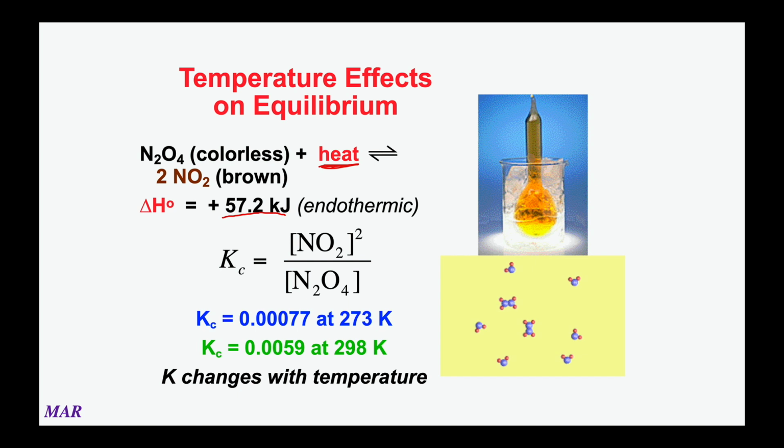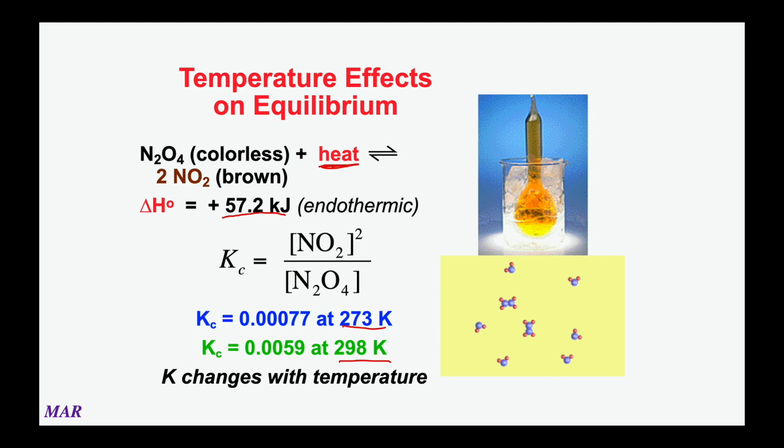Now, K here, products divided by reactants, NO2 squared divided by N2O4. Check out these numbers. As you go from 273 to 298, you are increasing the temperature, okay? That's what it means. 273 to 298, you're putting on a coat, all right? Or you're basically making the outside temperature better, I guess. Notice what happens for the equilibrium. You go from 0.00077 to 0.0059. We lost a zero going from 273 to 298.